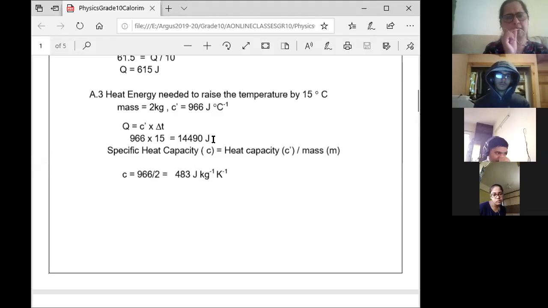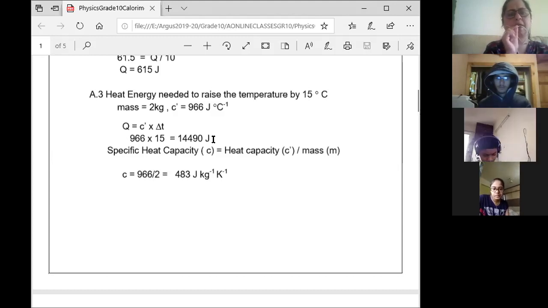14,490 joules. I've got Q. Now the next thing is you have to find the specific heat capacity. Specific heat capacity is equal to heat capacity divided by mass. The relation between specific heat C and C dash is C equals C dash upon M, right? So C equals, I already have C dash.